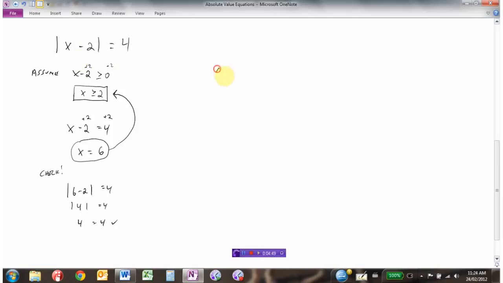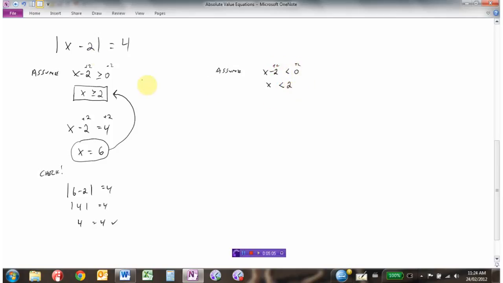The other situation is to the left of 0. So now what we'll do is we'll assume that what's in here is less than 0. So we're going to assume that x minus 2 is a negative number now, which means when we add 2 to both sides, we get x is less than 2.